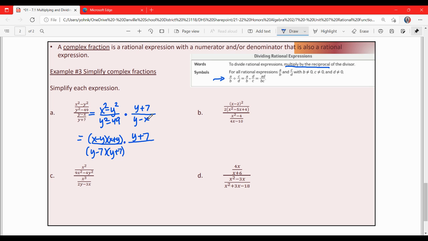Notice the bottom is subtraction, and it looks a lot like x minus y. So remember, I can write x minus y as y minus x as long as I factor out a negative. Now my y plus 7s can simplify. My x minus y's can simplify. And so on top I have x plus y. And on the bottom I have a negative and a y minus 7.